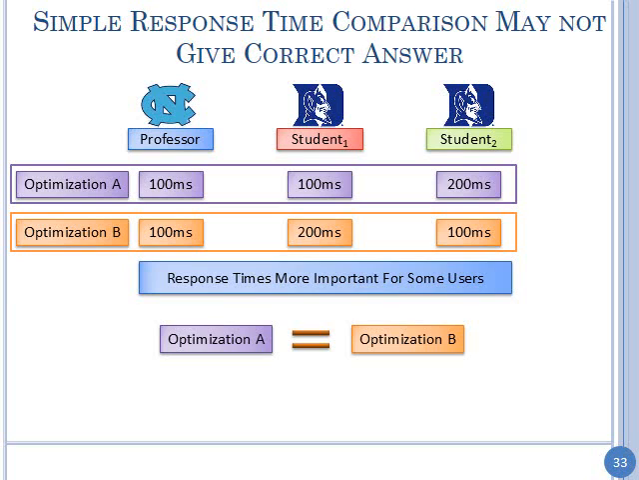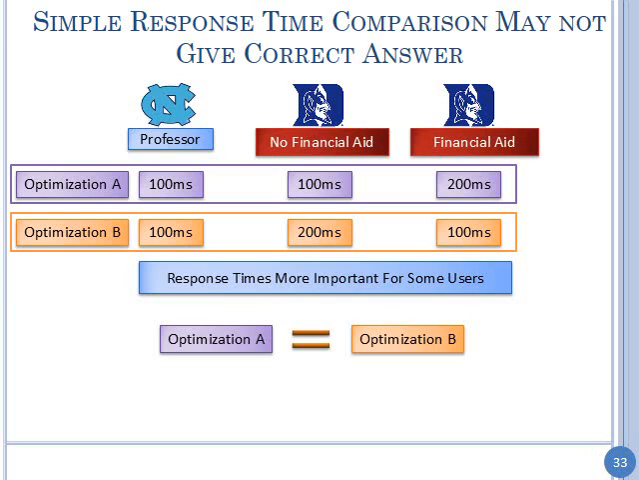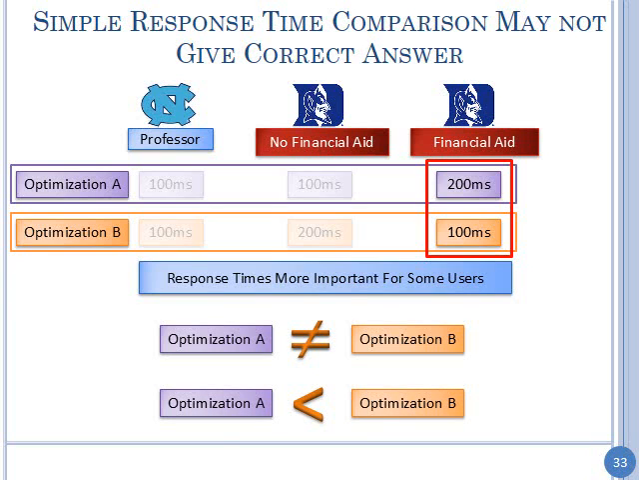Some users are more important than others, so response times to them are more important. For instance, what if student 2 has financial aid and student 1 doesn't? We really want to get that student with financial aid. In this case, we can see that actually the 2 policies are not the same, because policy B gives better remote response times to the student with financial aid than policy A.